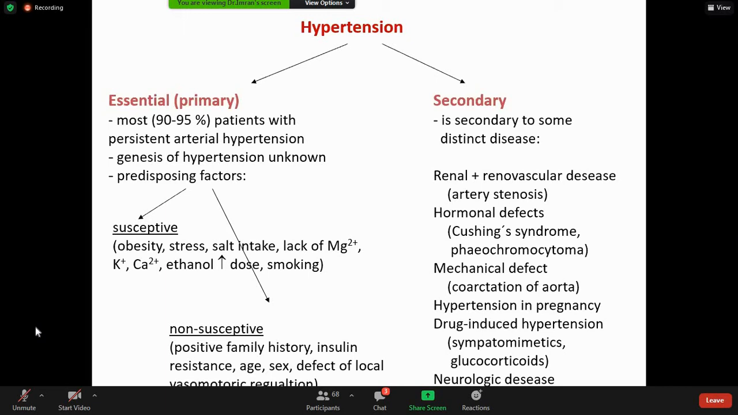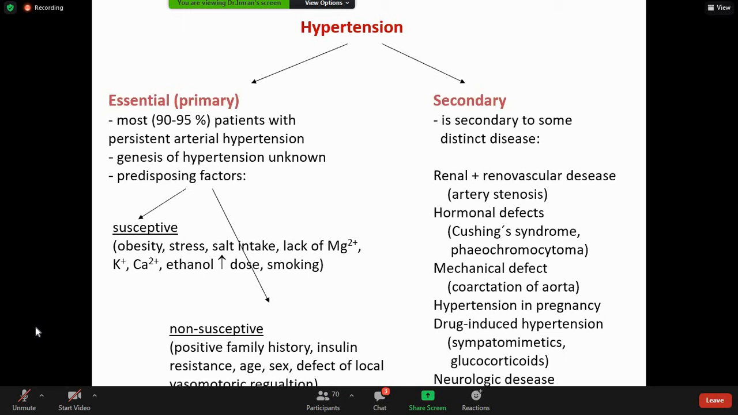So susceptible factors: obesity is one of the factors that can lead to increased blood pressure. Stress, salt intake, lack of magnesium, potassium, calcium, increased ethanol dose, and smoking, right? And non-susceptible factors, like positive family history, insulin resistance, age, sex, and defect of local vasomotor regulation.